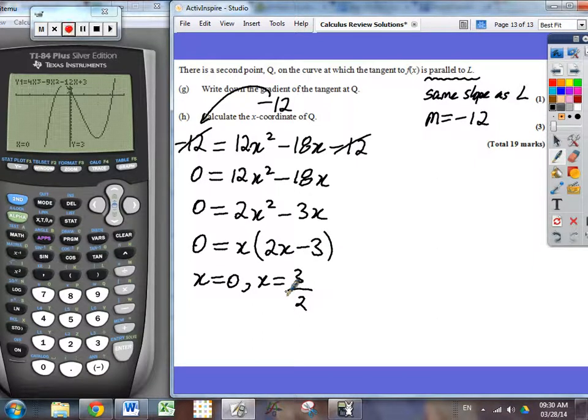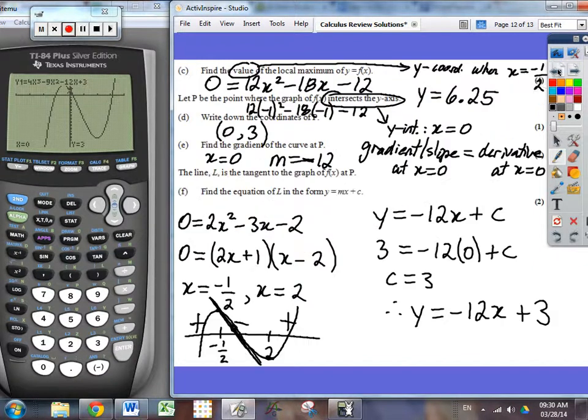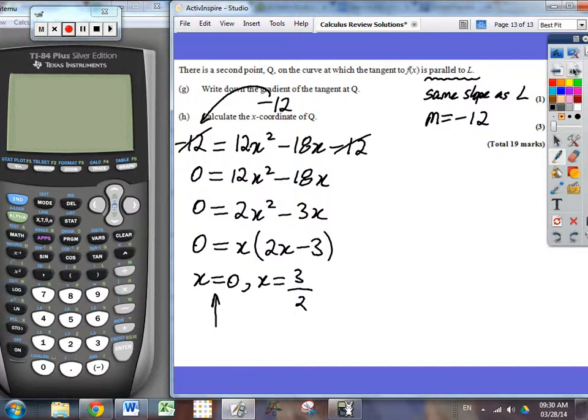Now, I already knew about this one, right? I already knew that when x was equal to 0, I would have a gradient of negative 12. I found this point out already. I knew my gradient was negative 12 already at x equals 0. So what I was really interested in finding out was, where is the other place where the gradient is equal to negative 12? And that's going to be the x-coordinate of Q. Okay? So x equals 3 over 2, yeah, that's going to be the x-coordinate of Q.